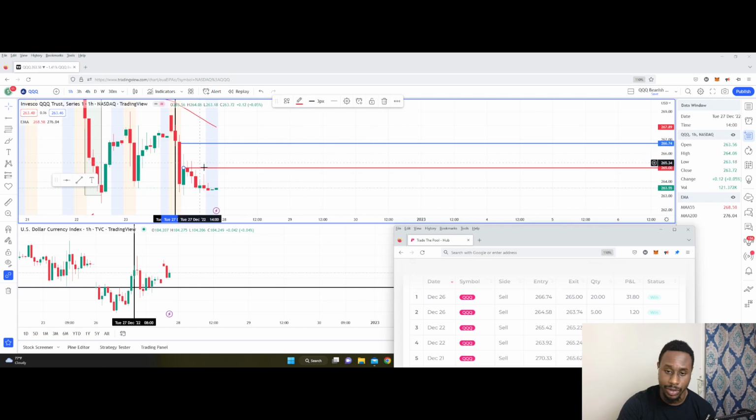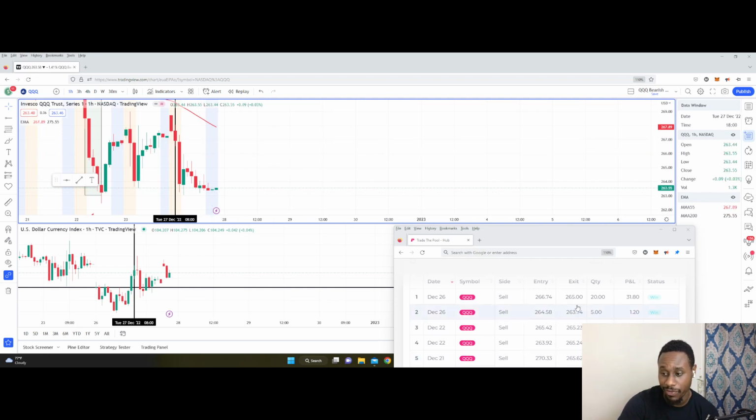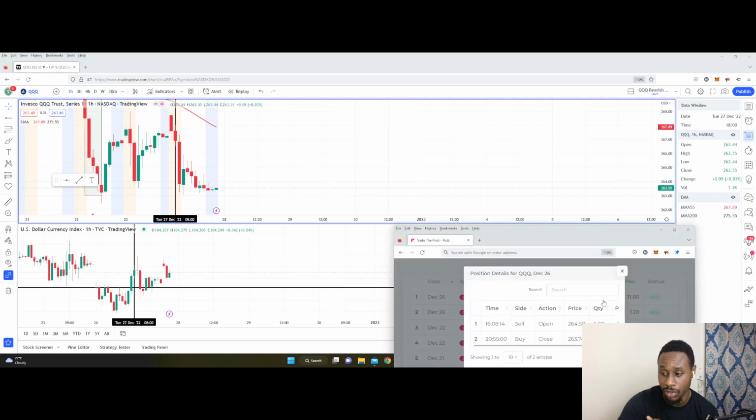The second trade was I also went to the downside again, but just to manage my risk, I went with only 5 shares of the QQQ. And as you can see, I entered on the 11 o'clock candle. So it was on this candle, and I entered at 26458.